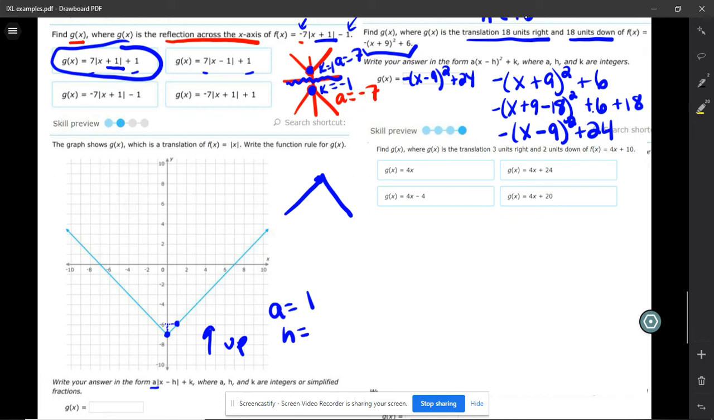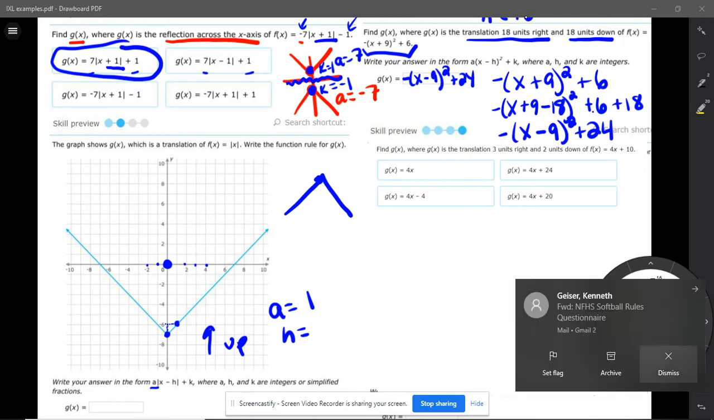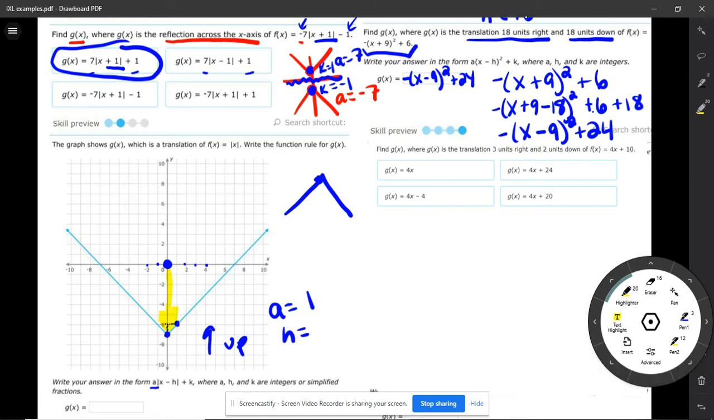H means your horizontal change. So from my origin, did I move left or did I move right? And if I notice this, I see here that it did not. If I go straight down, I didn't move left to right at all. So that tells me h is 0.